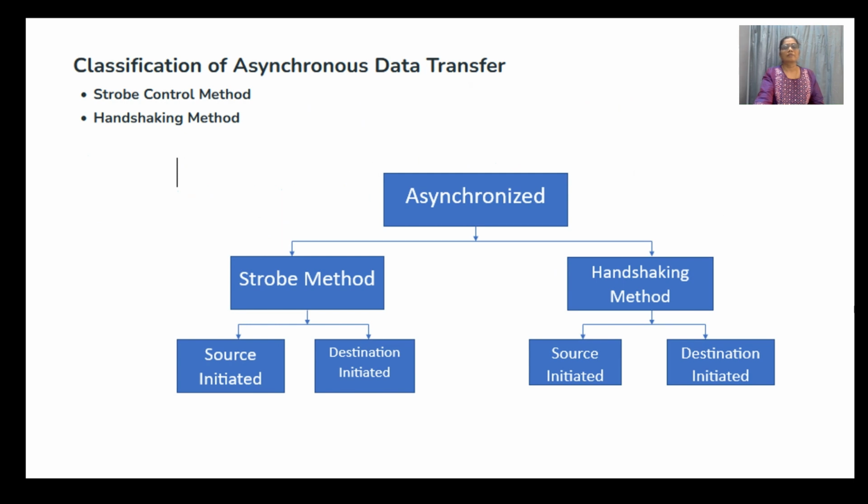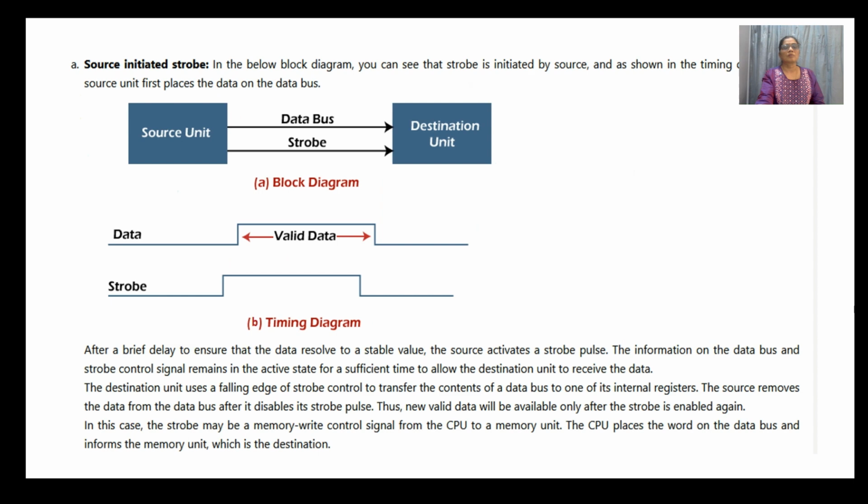So two types of asynchronous data transfer are there. One is the strobe method and the second one is the handshaking method. The strobe method is again divided into two types: source initiated strobe method and destination initiated strobe method. In the handshaking method also two methods are there: source initiated handshaking method and destination initiated handshaking method. First, we'll discuss the strobe control method. In this one, two types: source initiated and destination initiated.